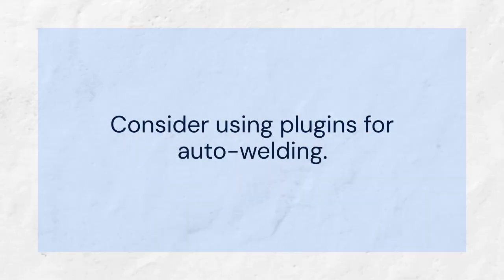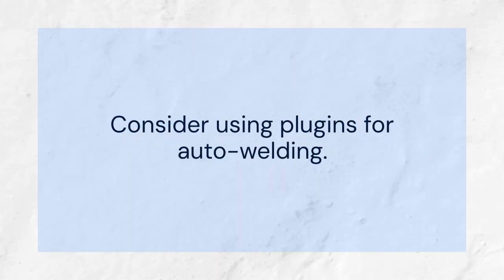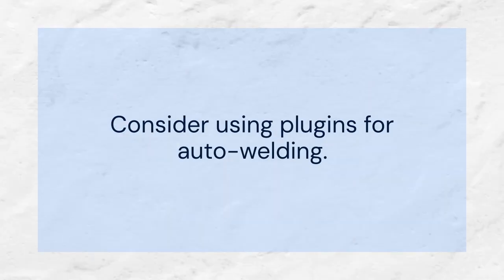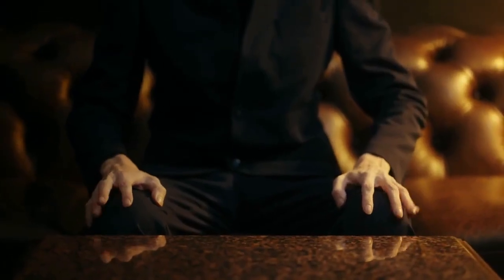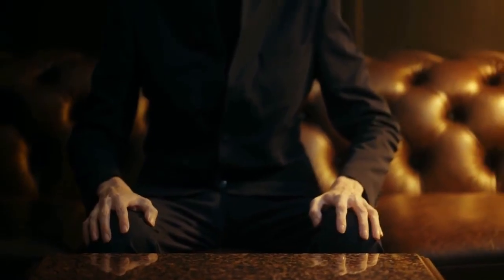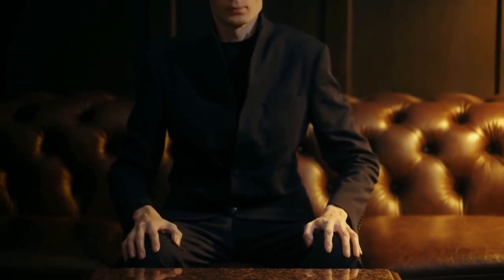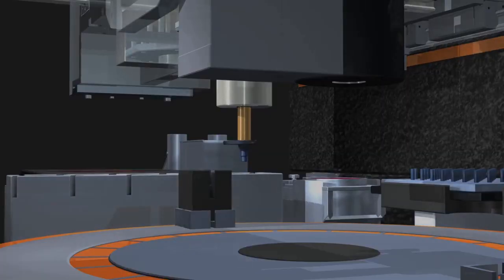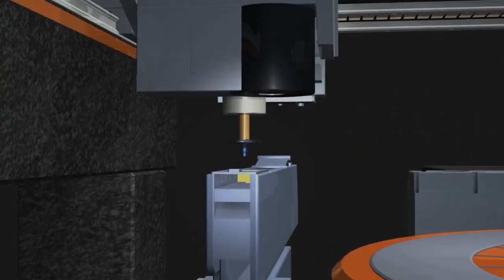Consider using plugins for auto-welding if manual welding becomes tedious, especially for complex models. Also, double-check that the humanoid root part is unanchored. An anchored humanoid root part will prevent the character from moving. The humanoid root part should also have collision enabled so that the character will interact with the environment.